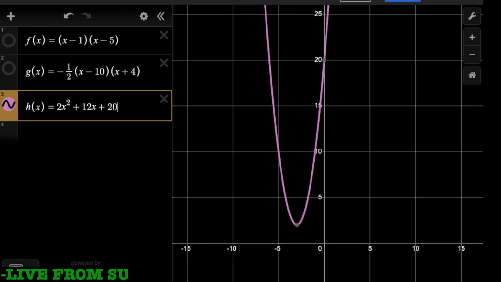And lastly, we can look at our key features for h of x. So as you're looking at your function, you can trace some of these key points. So I'm going to say I have a key point at -3, 2. That's going to be our vertex. We have a key point at 0, 20. That's going to be our y-intercept. And if you notice, look how it does not hit the x-axis anywhere. So that means that we're going to have no real roots for our x-intercept.